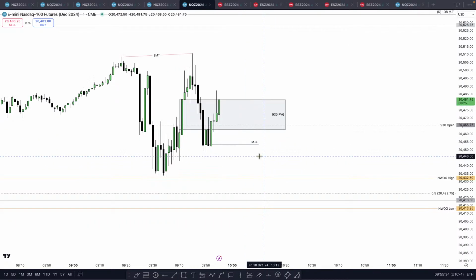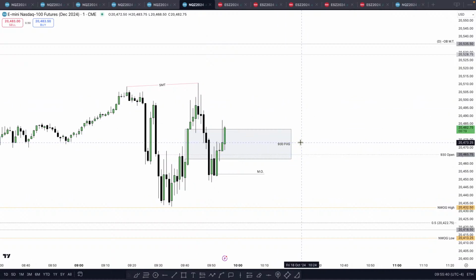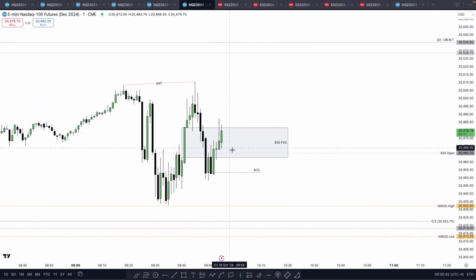what I mentioned in the beginning is the new week opening gap, how I utilize that. It's kind of a barometer, a measuring stick, a line in the sand. It's the same way I utilize the 930 fair value gap, right? So if we are to close above it, and we'll see if we get that, it'll be a good case study here for the two chance model in a bit. So right now we're going to close above it.